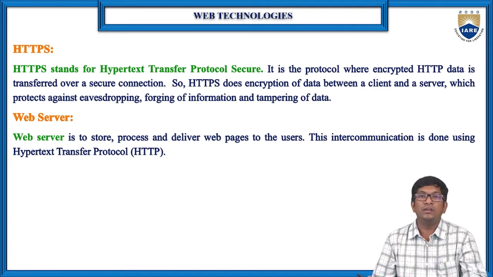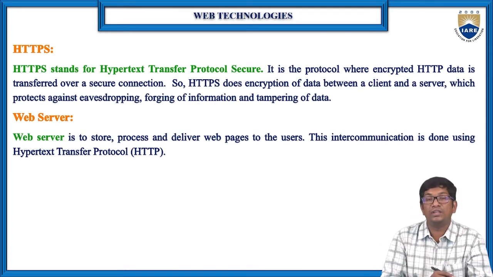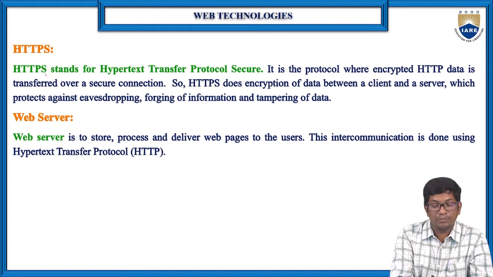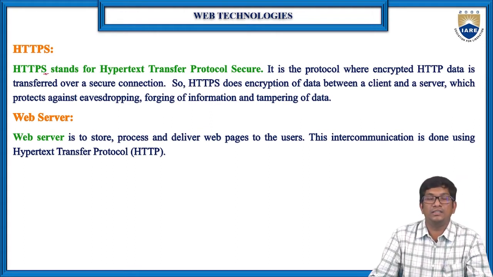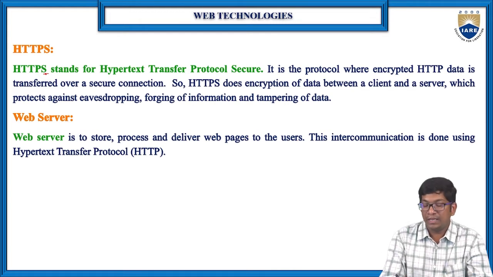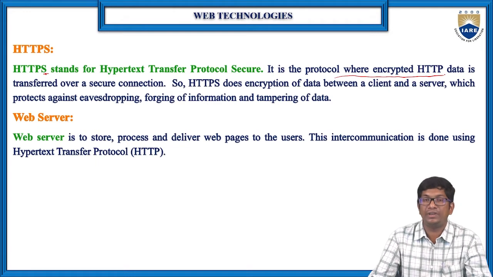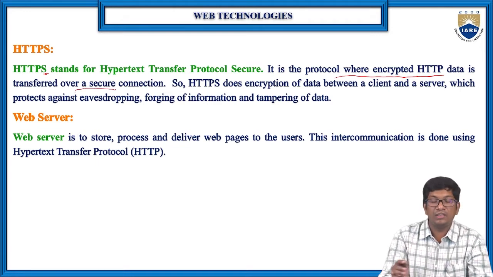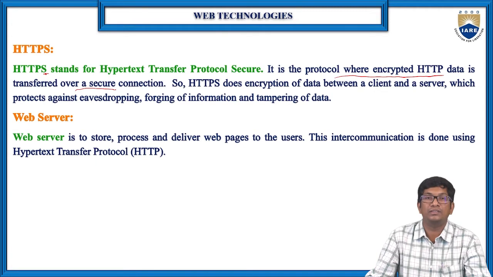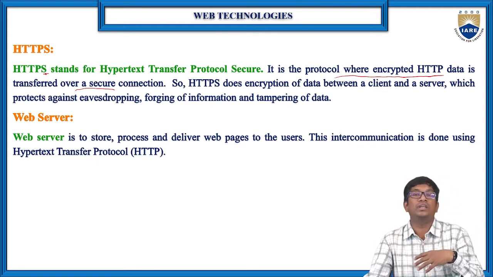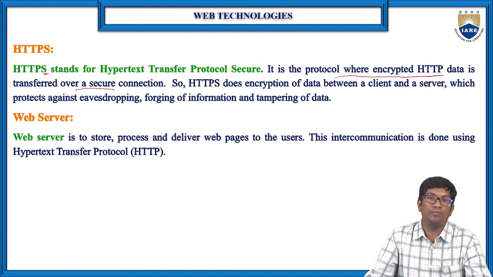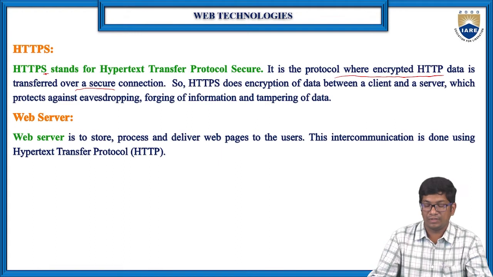Next, HTTPS. By using HTTPS also, we can connect to the internet, right? HTTPS is just HTTP with S as an extension, that is, Hypertext Transfer Protocol Secure. So we can connect to the internet securely by using the HTTPS protocol. It is a protocol where encrypted HTTP data is transferred over a secured connection. So whatever data you are transferring or downloading will be in encrypted form. Securely it will transfer the data between client and server.